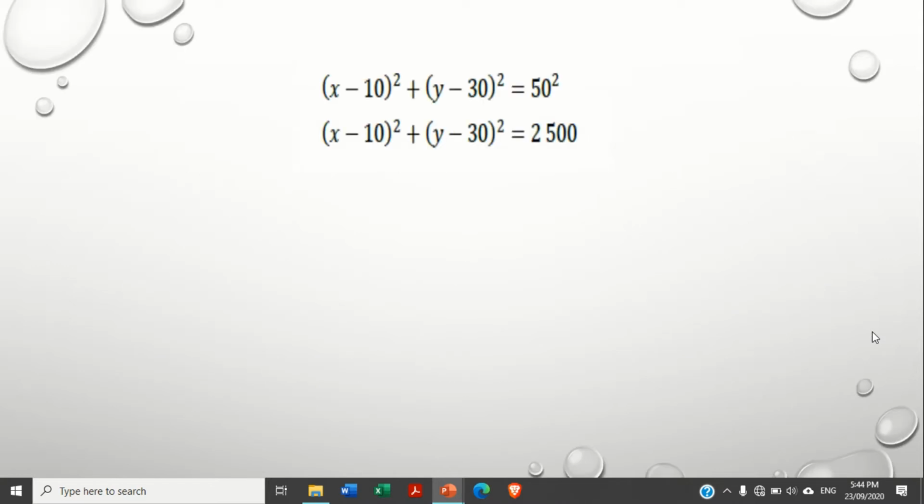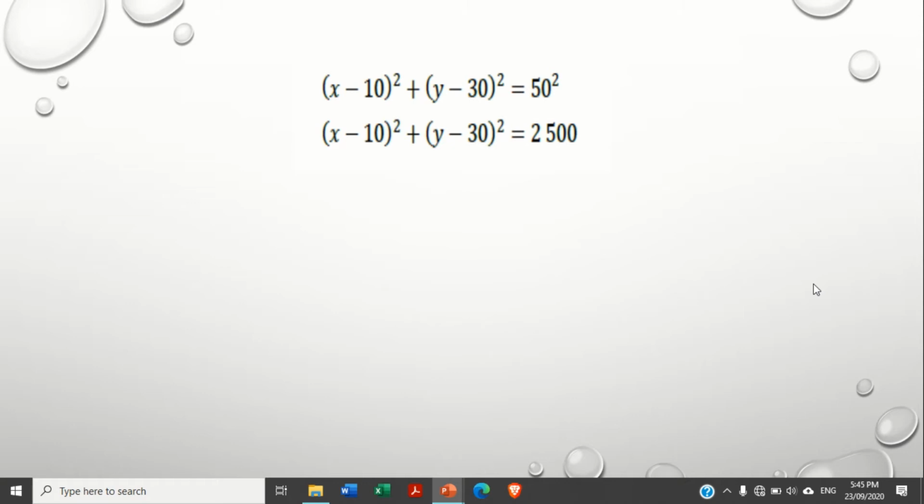Therefore, we're going to substitute the given into the standard form: x minus h squared plus y minus k squared equals r squared, where 10, 30, and 50 will be substituted. And then 50 squared is 2,500. What is asked is the general form, so it is not yet in general form.